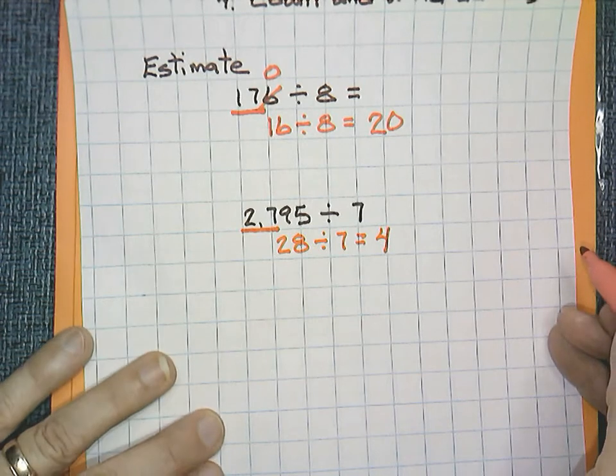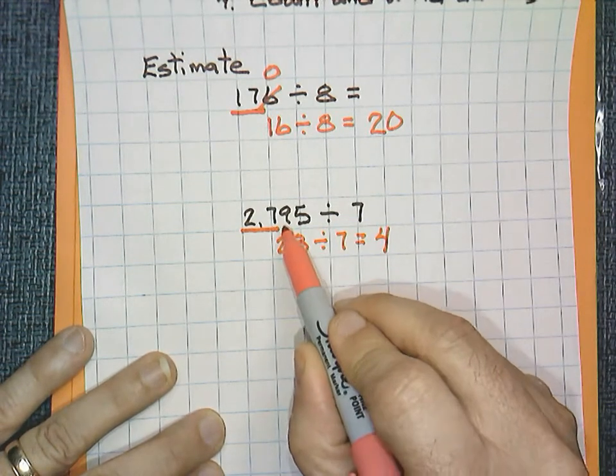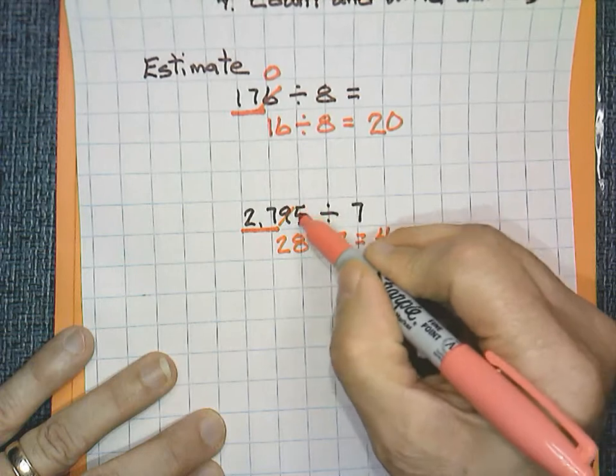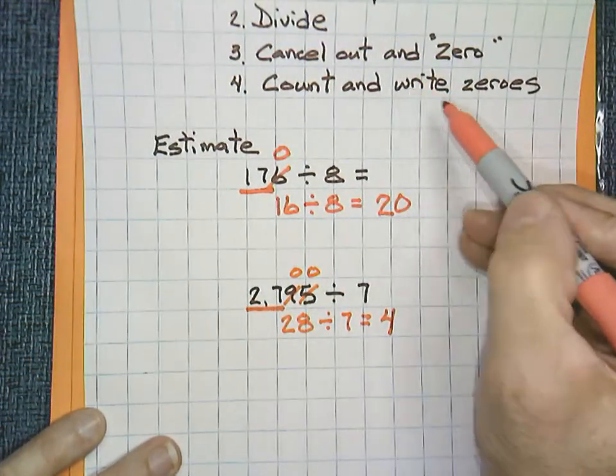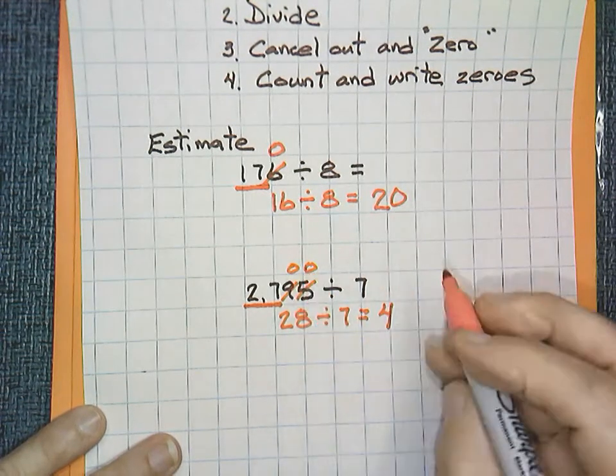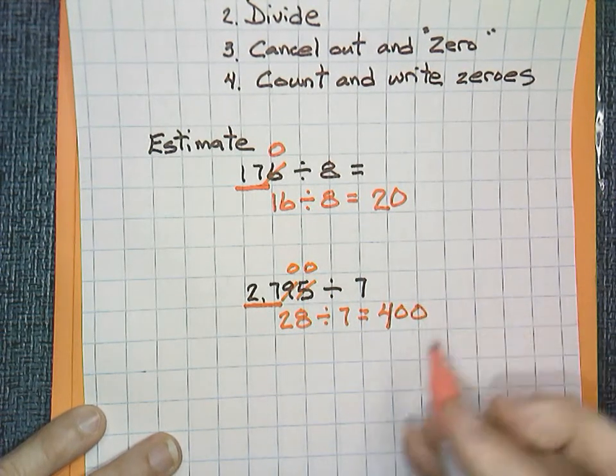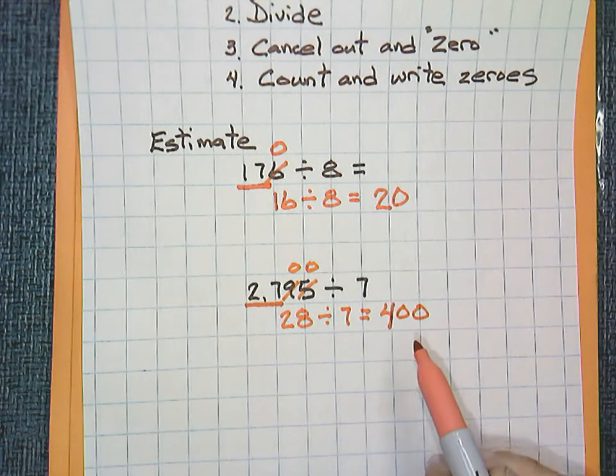That would equal 4. I go back to my original number. I'm going to cancel out these two digits and turn them into zeros. And then my last step is that I'm going to count and write my zeros. 1, 2, 1, 2. So my quotient for this problem would be 400.